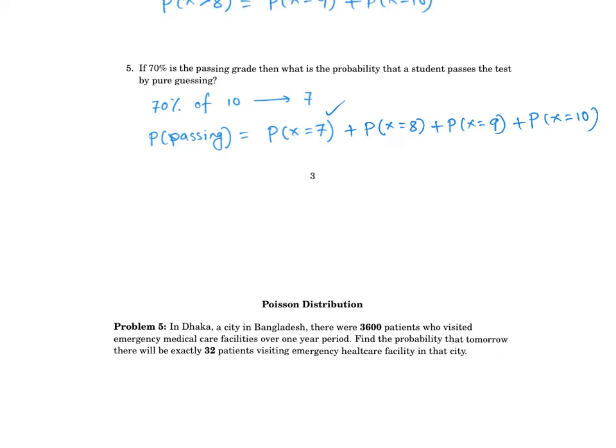That's what it is. So you have to do the calculation for all these 4 different scenarios, okay? And at the end you add up all these probabilities, and that should give you the probability of passing purely by guessing. All right, so this concludes our problems with binomial distribution. Next we are going to talk about Poisson distribution.